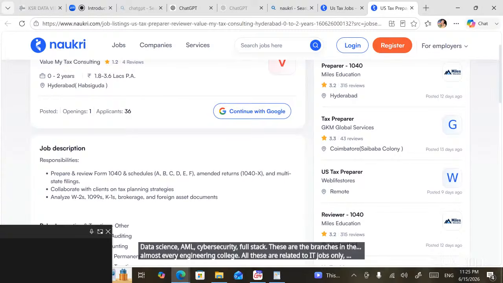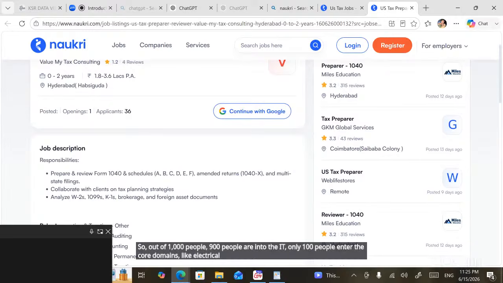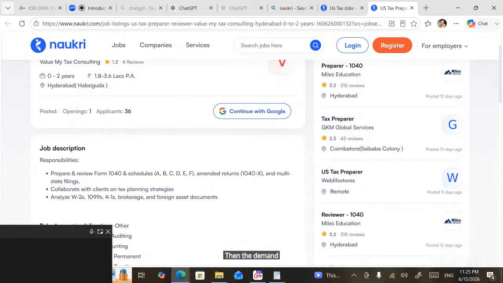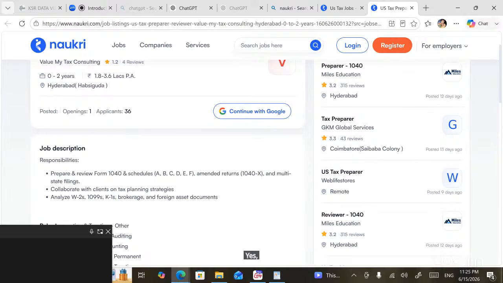So out of 1,000 people, 900 people are into IT. Only 100 people are into their core domains like electrical, electronics. Even from electrical and electronics, they will learn courses and come into IT. Then the demand-supply issue. In Tamil Nadu, I observed they diversified in most cases. They are into core domains also along with IT. So there is no issue for them. But particularly in the Telugu states, 90% of people are focusing only on the IT sector.